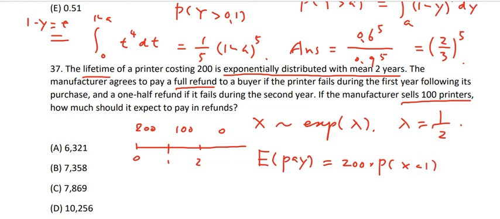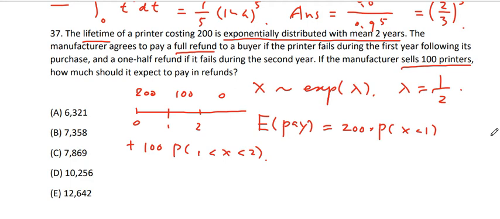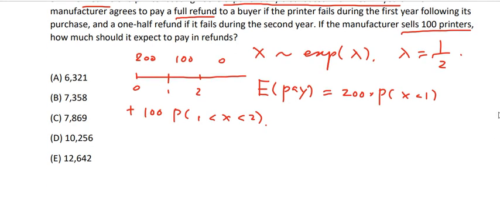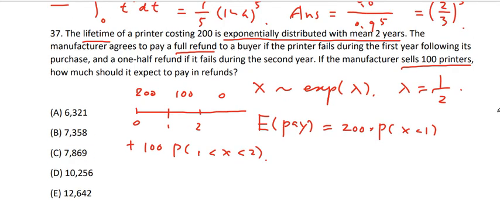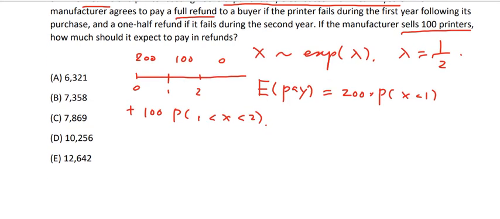Okay, so plus pay 100 if x is between 1 and 2. So we need to find this probability, x less than 1 or x between 1 and 2. So we can use integration. But this is exponentially distributed, so we had better remember the formula.